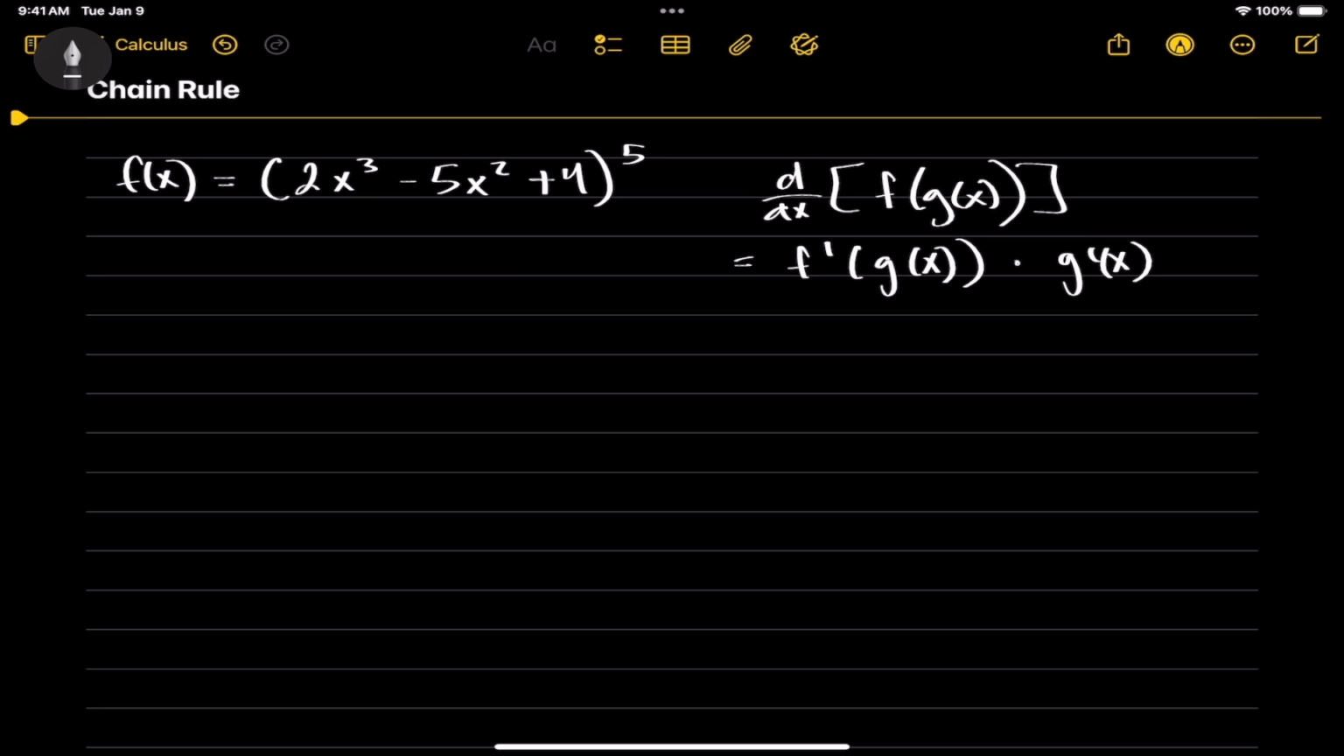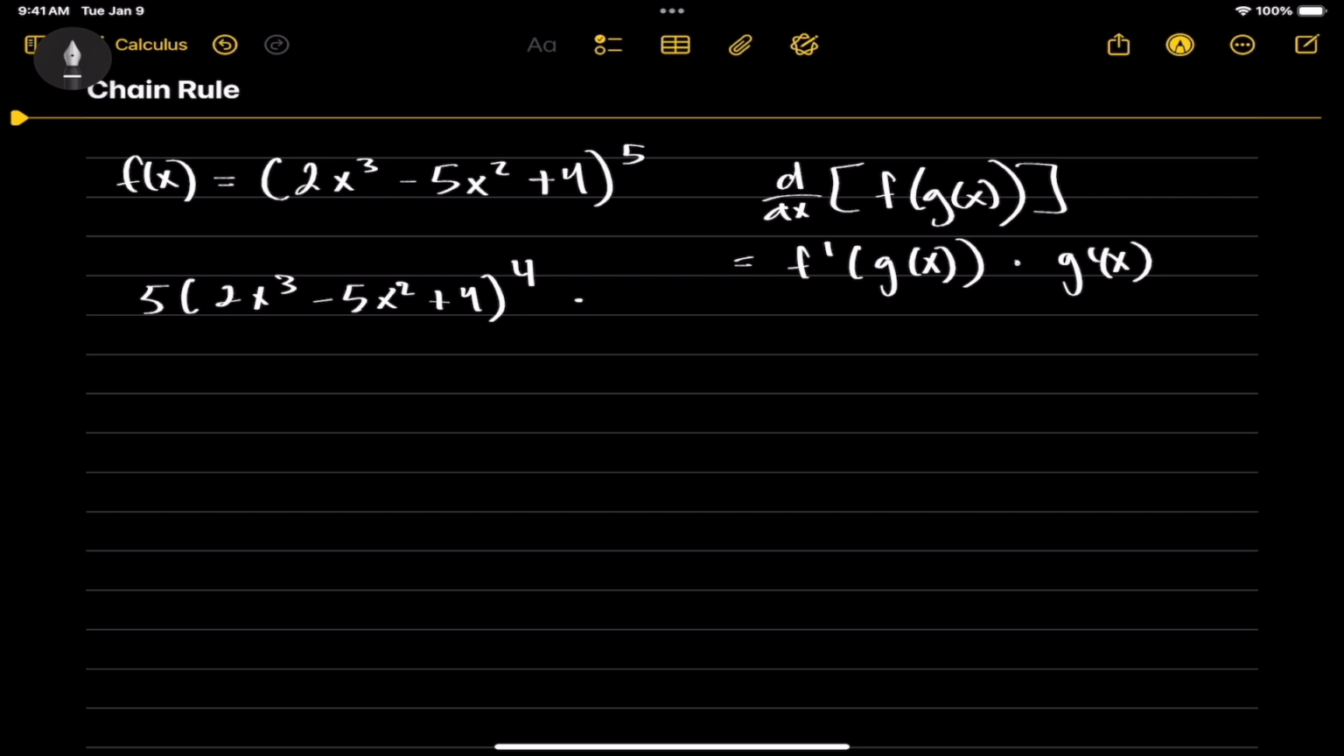So we're going to remember, we're keeping the inner function the same. So we're going to have 2x cubed minus 5x squared plus 4. And the outer function here would be deriving that power 5. This example is kind of like taking the derivative of, let's just say, x to the fifth power. So we know that that's going to be 5x to the fourth. So x is the inner function, essentially. So that's going to be 5 times 2x cubed minus 5x squared plus 4, to the fourth power.